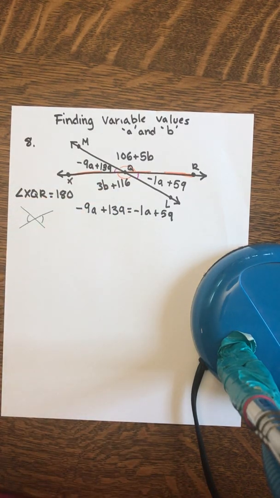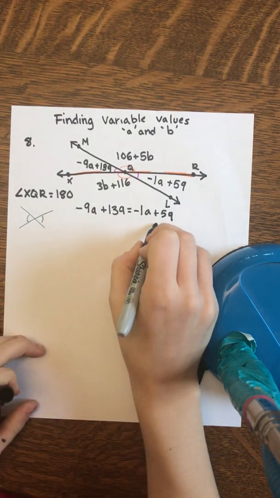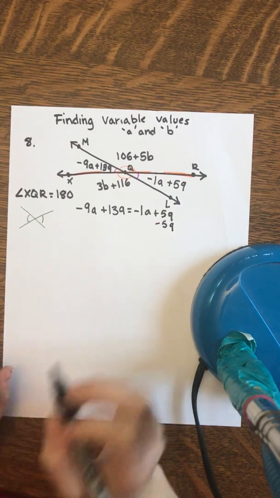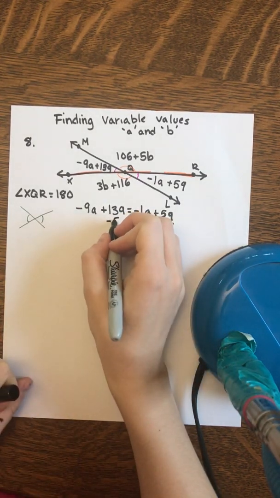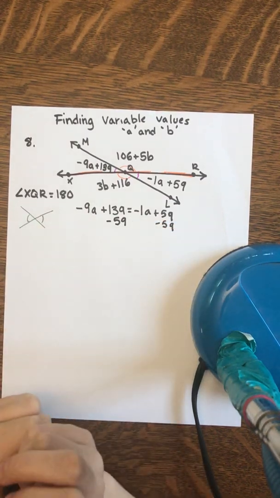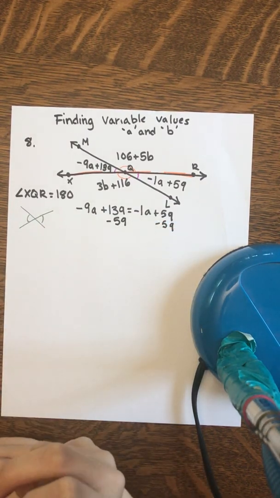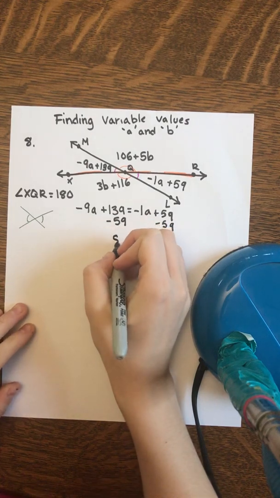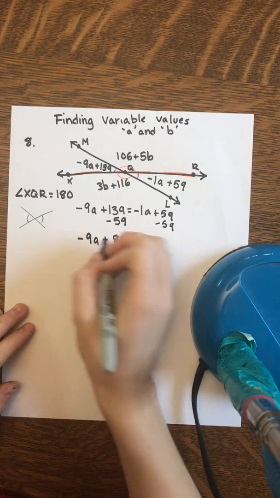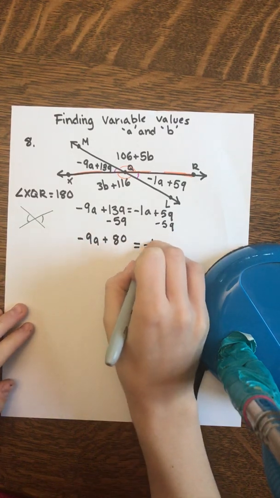So let's get started. First, I deal with the whole number. I want the whole number on one side and I want the variable on the other. So I am going to subtract 59 because that's the opposite of adding 59. And if I subtract 59 from one side, I have to do it to the other because I need to keep my equations balanced. 139 minus 59 is 80. And then I bring down the negative 9a and then negative 1a over here.